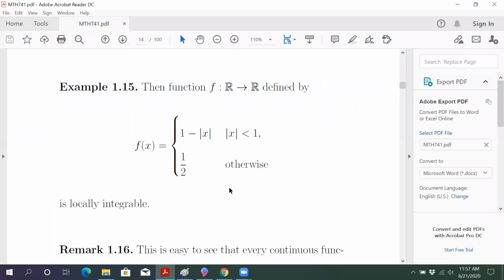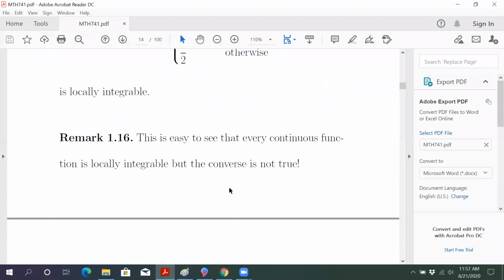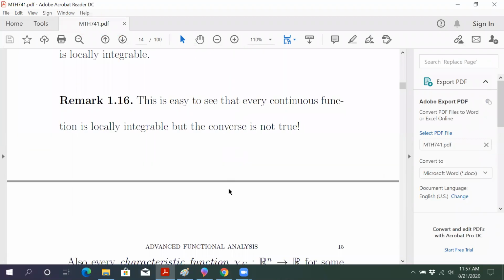Okay, another example. Let me explain this. We have a remark here, it's very important.